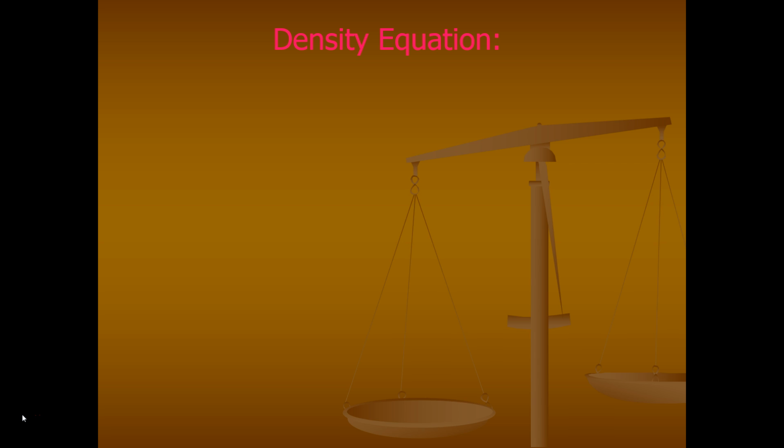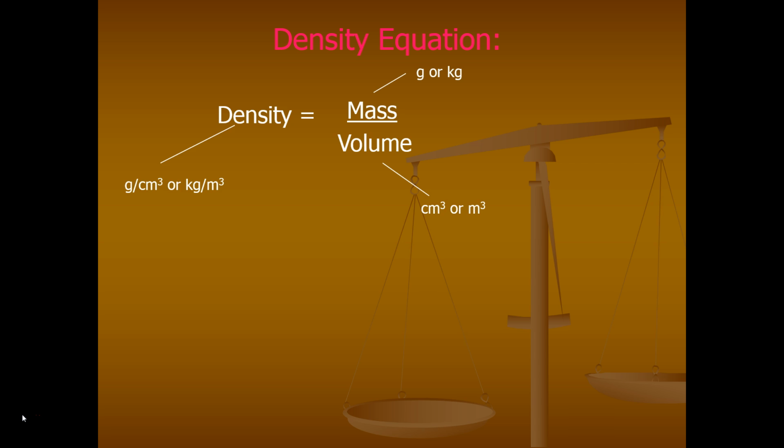The density equation looks like this. Density is equal to mass divided by volume. Now, the mass will be in units like grams or kilograms. The volume will be in units like cubic centimeters or cubic meters, or maybe something like milliliters or liters. The density then will have units like grams per cubic centimeter, or kilograms per cubic meter, or grams per milliliter, or something like that.